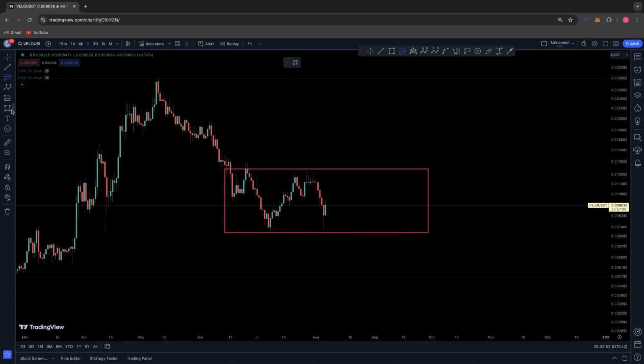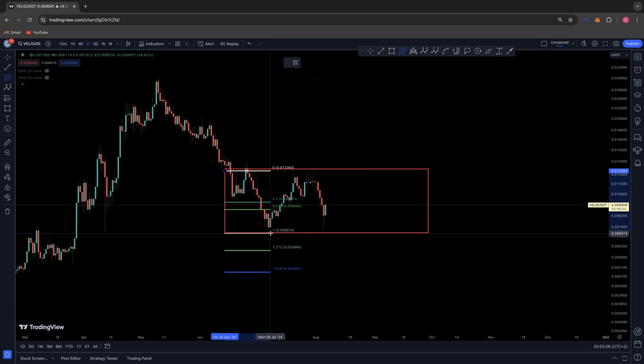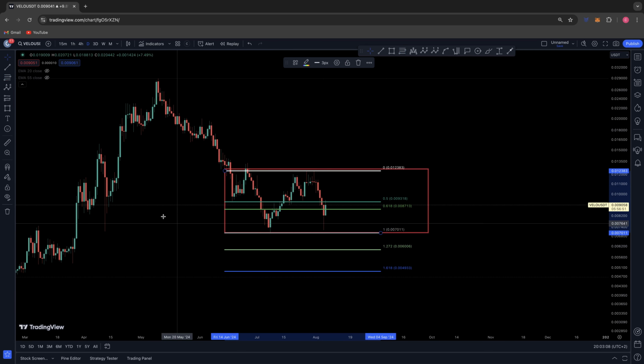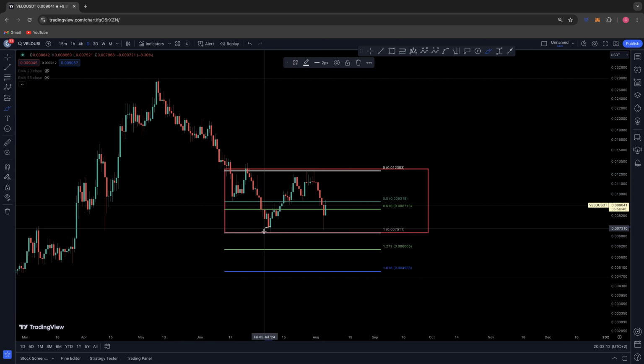Now, if we fail to hold this local low on the 8th of July that we recently wicked to, if we fail to hold it, I do have downside targets for us. So retracing from our local high at 0.012 back down to this 0.007 low. If we sweep this level of support right now, if we sweep 0.007, then my next target would be the 1272 at 0.006.